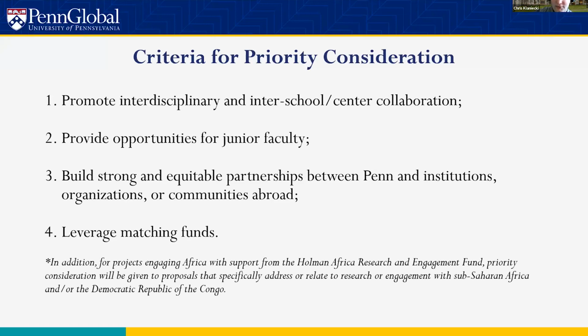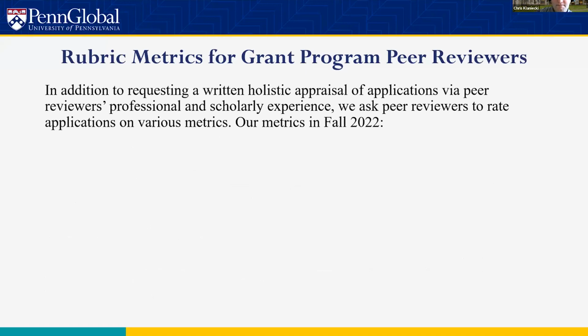I do want to mention here too that for priority consideration, for projects engaging Africa, the Holman Africa Research and Engagement Fund specifically gives priority to proposals for sub-Saharan Africa engagement, and especially the Democratic Republic of the Congo. So if you have ideas engaging that region or that country, please be especially encouraged to apply. Although I should hasten to add that you don't need to do all of these things in order to be successful. It's just that the more of these boxes you're checking, the increased likelihood you'll be selected for funding.